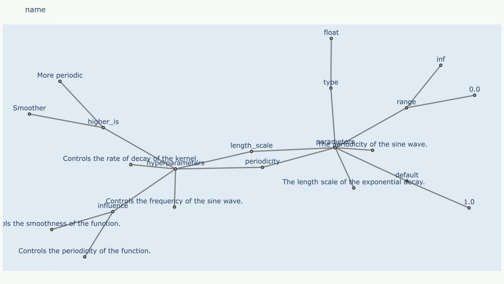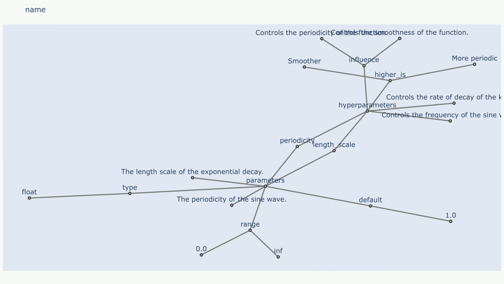A deep dive into the ExpSineSquared kernel in scikit-learn's Gaussian process regression. The ExpSineSquared kernel, also known as the periodic kernel, is a powerful tool within scikit-learn's Gaussian process (GP) framework for modeling data exhibiting periodic behavior. It combines the flexibility of the standard squared exponential kernel (RBF) with the ability to capture periodic patterns.